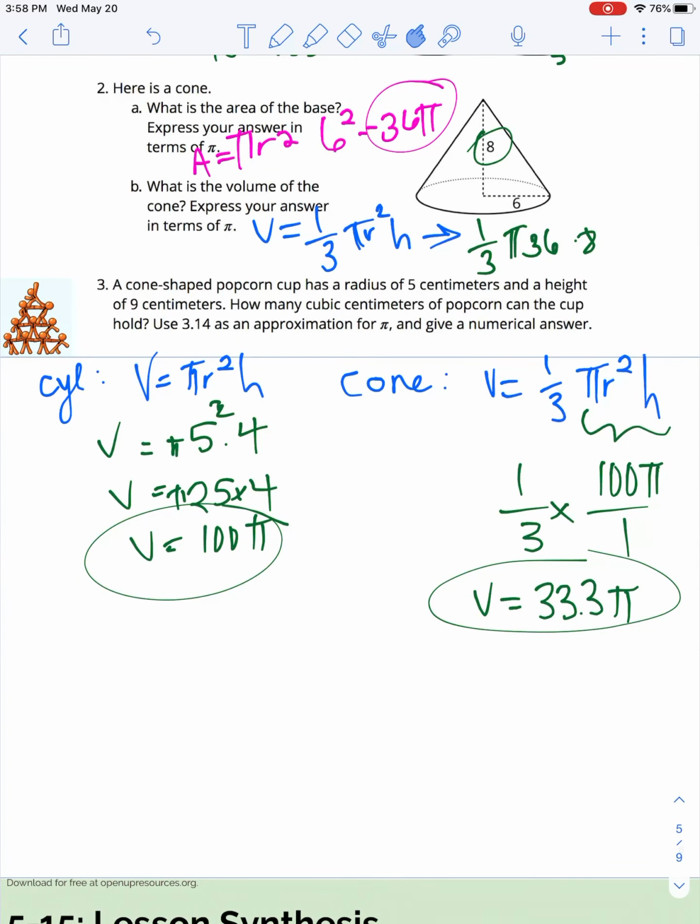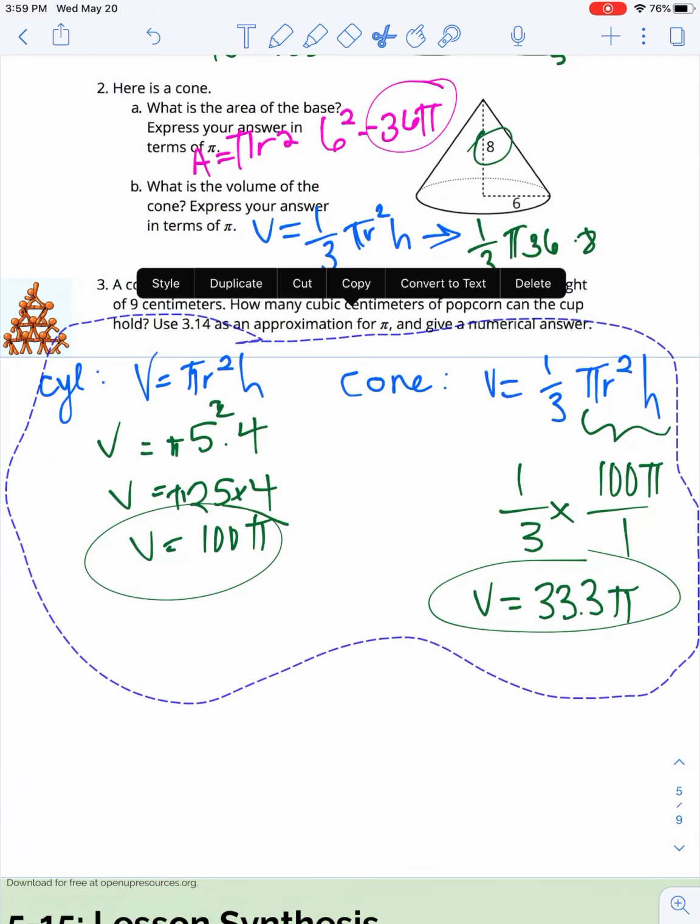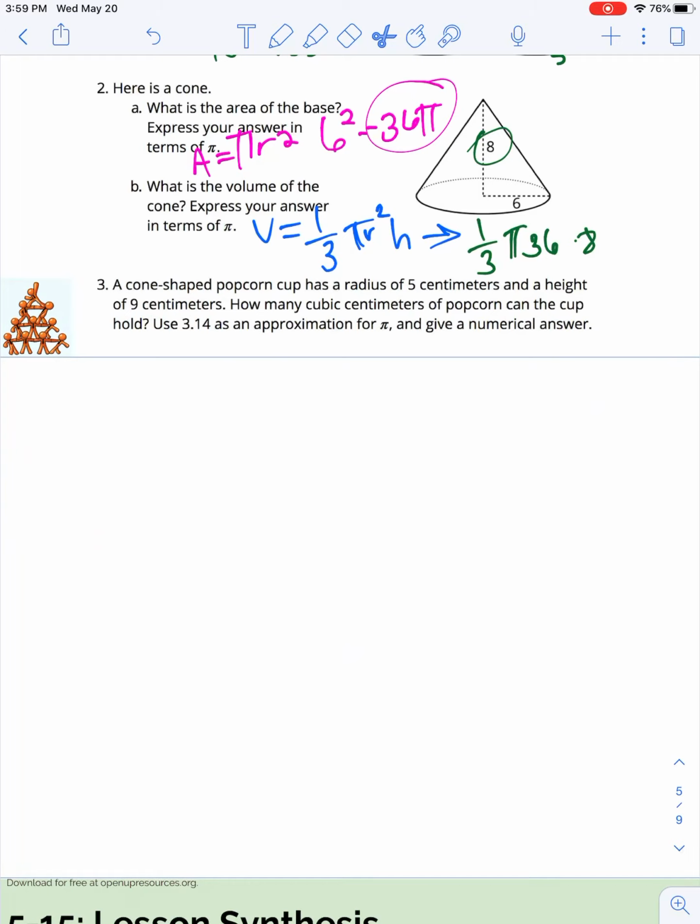Number 3 says a cone-shaped popcorn cup has a... Okay, I'm going to erase all of this. If you needed it still, just rewind it and pause it, copy it. Okay. A cone-shaped popcorn cup has, that's a weird popcorn cup, a radius of 5 centimeters and a height of 9.